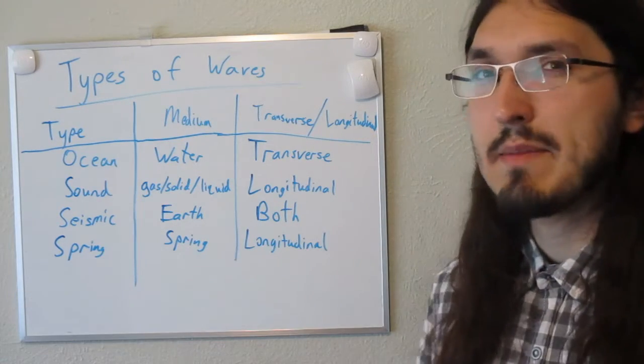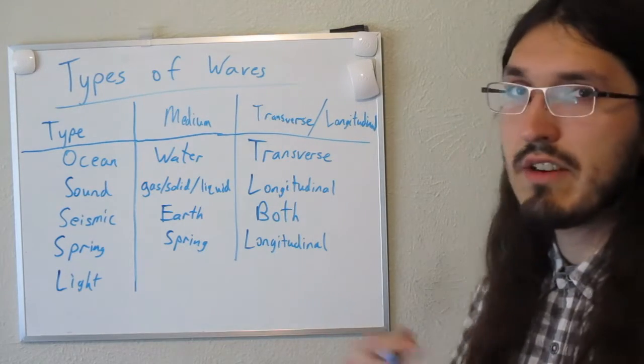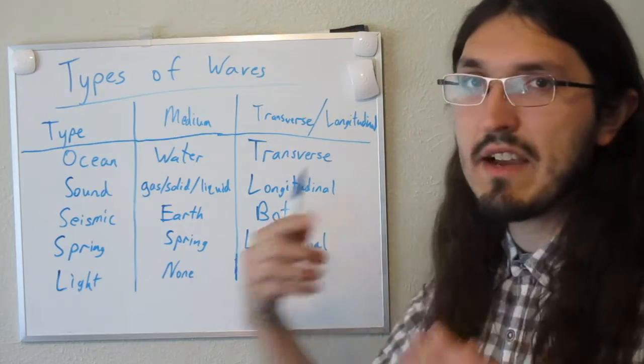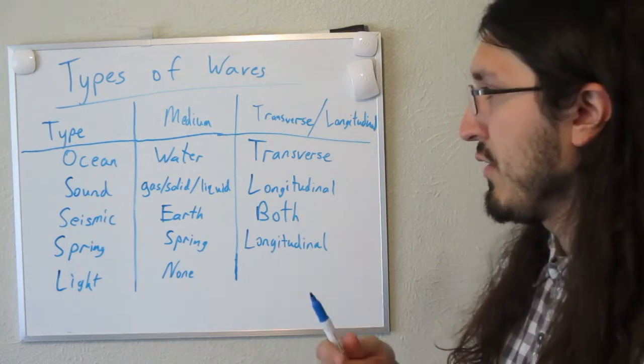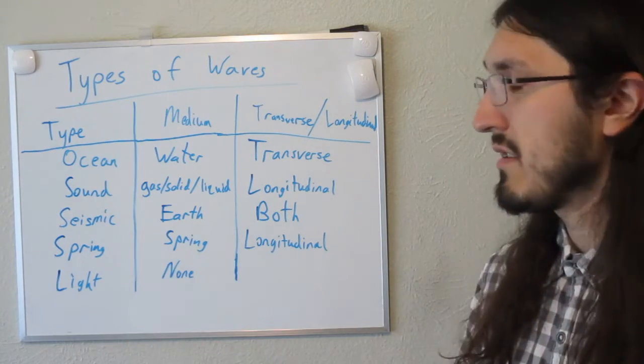The next type of wave I want to talk about is light. Previously, I discussed that light doesn't require a medium, and it can travel actually through empty space. So like in outer space where there's not air, you wouldn't be able to make a sound wave because there's no molecules to vibrate. But light can still pass through that space.